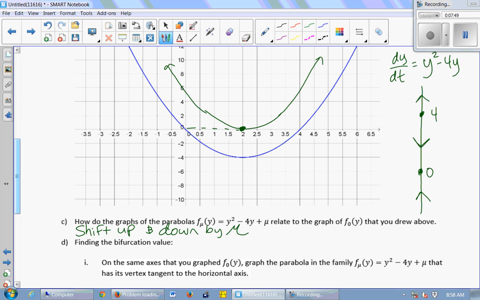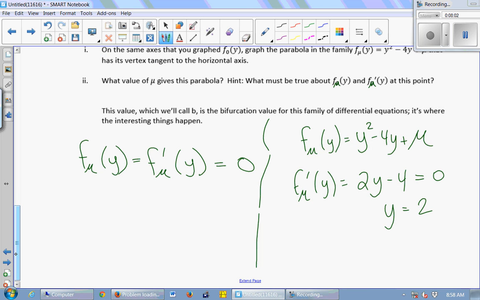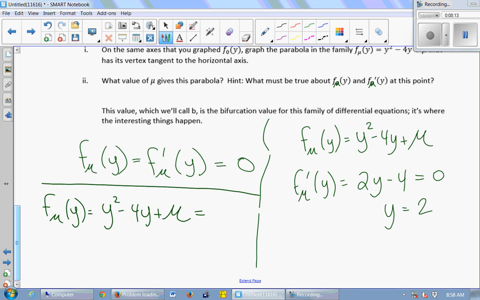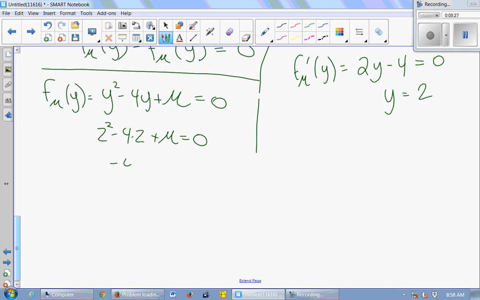And then what we need is not the value 2, we need to know the mu value that we actually shifted up. So the ultimate goal is to solve for mu. I come back to my original function, f sub mu of y, which is y squared minus 4y plus mu, has to be equal to 0, and put in a 2 for y. So 2 squared minus 4 times 2 plus mu has to be 0, and you end up with negative 4 plus mu is 0, so mu is 4.